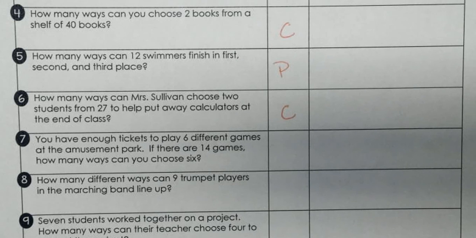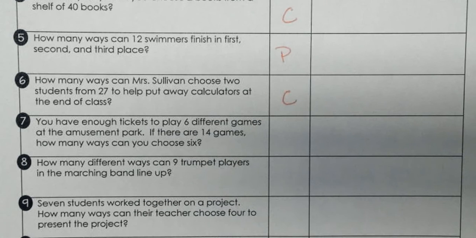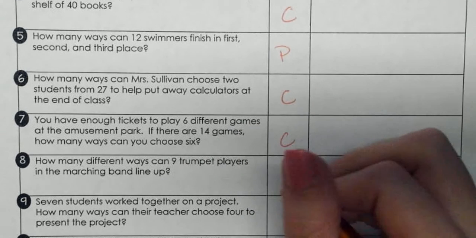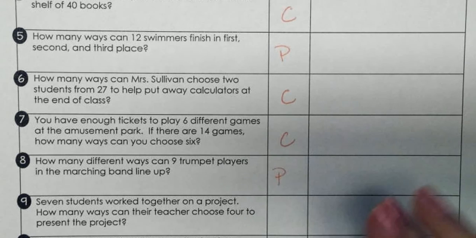Number 7, you have enough tickets to play 6 different games at an amusement park. There are 14 games. How many ways can you choose 6? It doesn't matter which game you choose first, so it's a combination. Number 8, how many ways can 9 trumpet players in the marching band line up? It matters who lines up first, second, third, all the way. So it's a permutation.